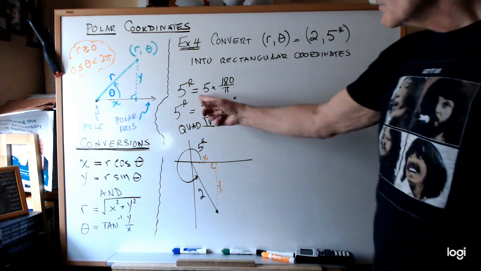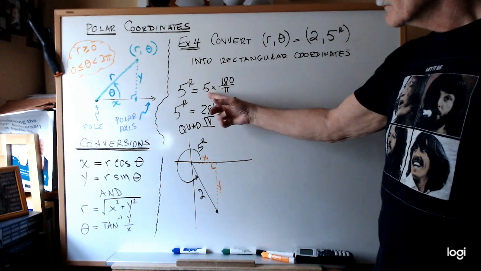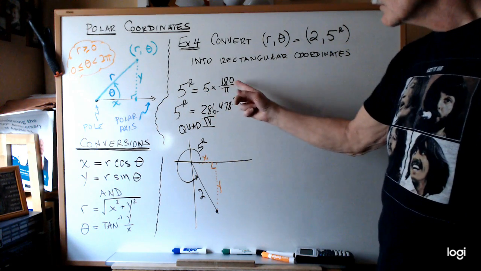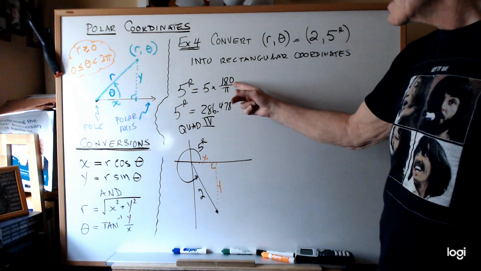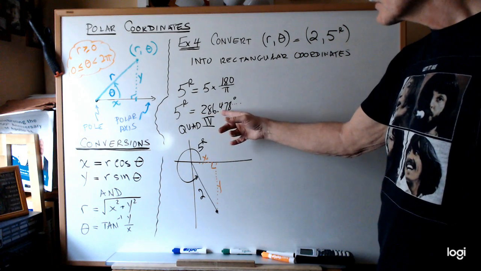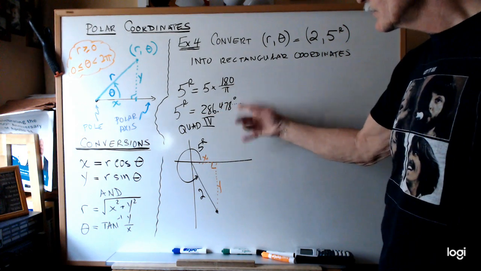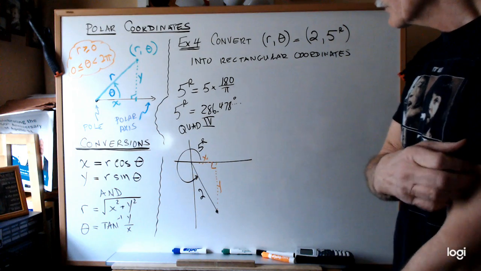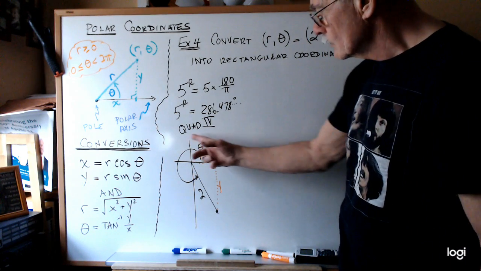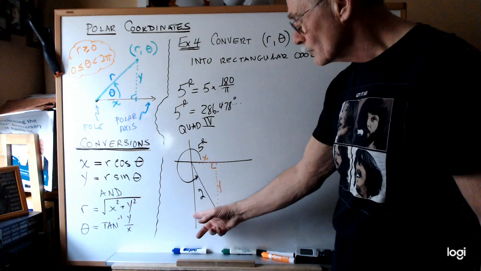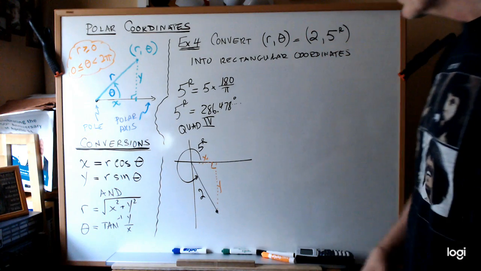So here's what I did. I took 5 radians, multiplied by 180 over pi, and I get 286 degrees and change. So we're clearly in quadrant 4, right? This would be 0, 90, 180, 270. So clearly we're in quadrant 4.